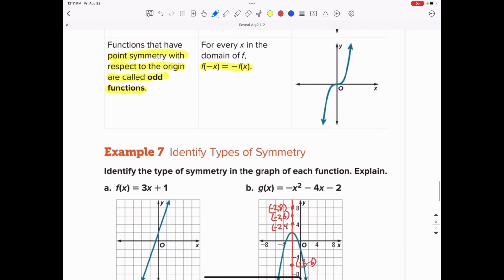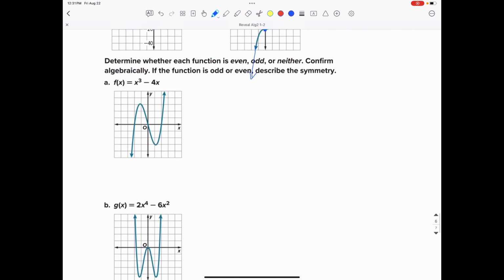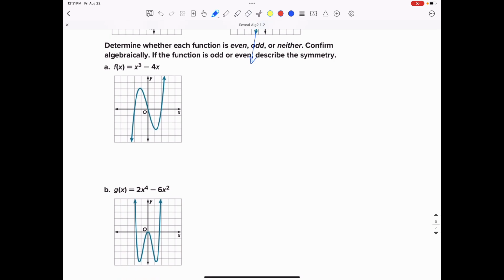So let's show you an example of these. This one says determine whether each function is even, odd, or neither. Confirm algebraically. If the function is odd or even, describe the symmetry.